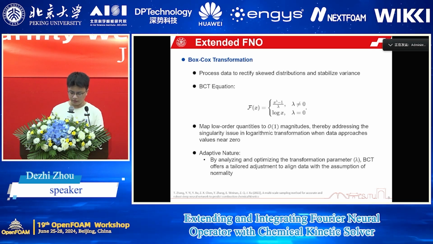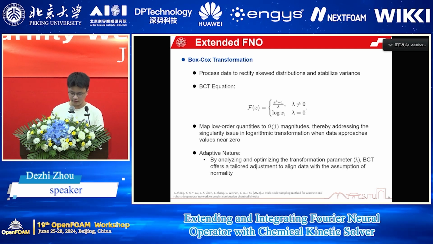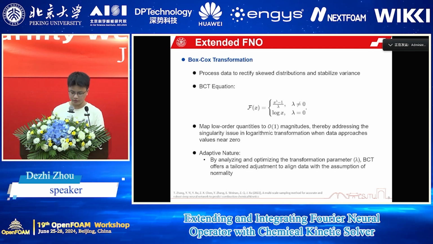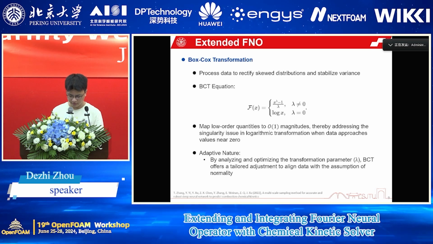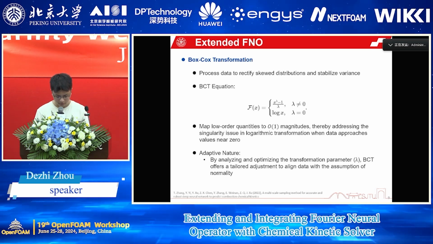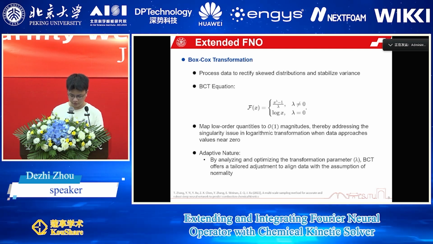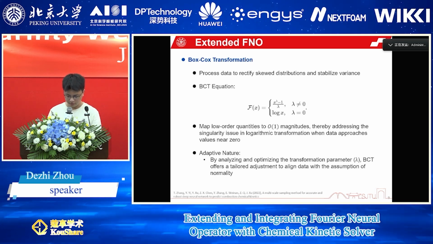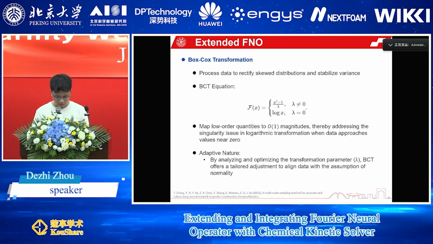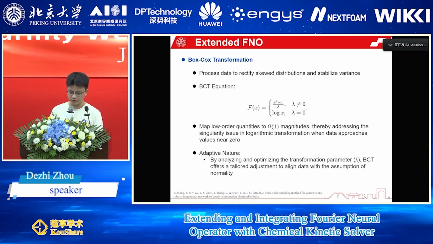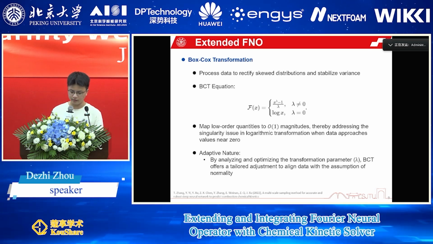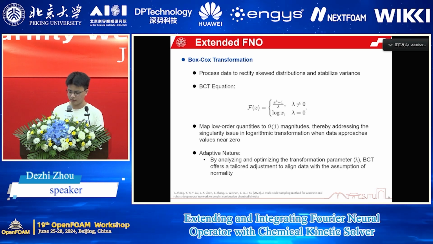Box-Cox transformation, a statistical technique, serves as a fundamental tool in data pre-processing to rectify skewed distributions and stabilize variance. In our problems, we employ BCT to handle data of concentrations or mass fractions in chemical kinetic systems. BCT maps these low-order quantities to O(1) magnitudes, thereby addressing the singularity issue in logarithmic transformation when data approaches values near zero.